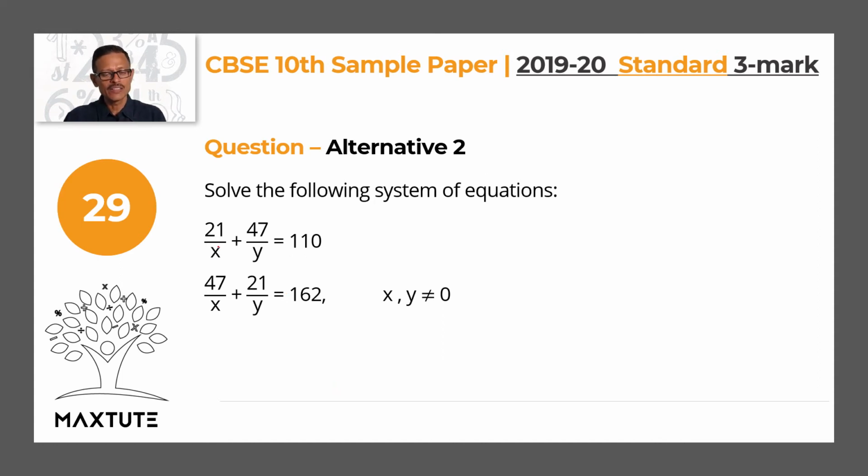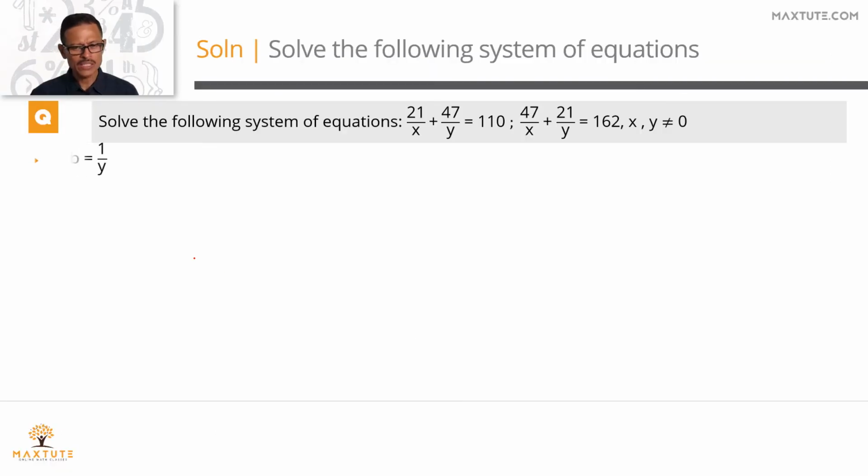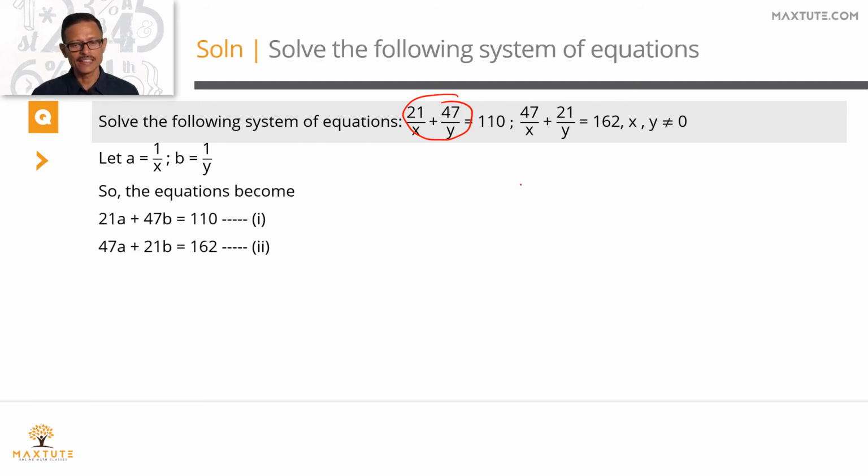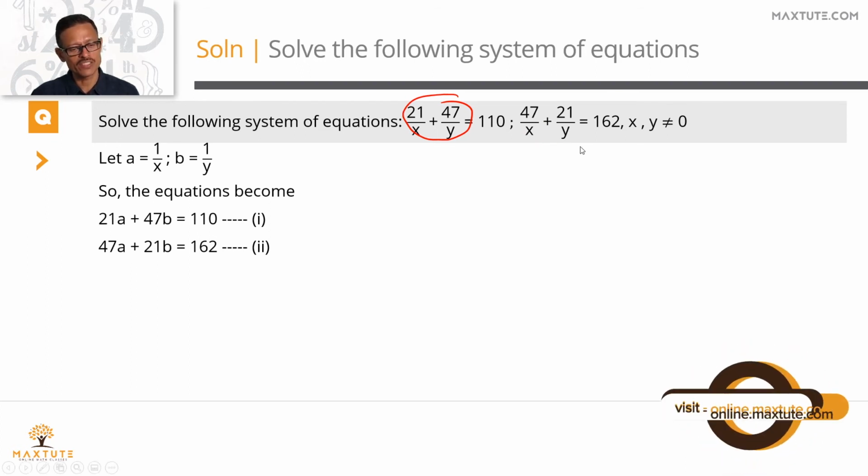How are we going to do it? We have 21 upon x, 47 upon y, 47 upon x. So 1 by x we will assign as one variable. 1 by y we will assign as one variable. Given information that neither x nor y is 0. So the assignment I'm going to make is let a be equal to 1 by x and let b be equal to 1 by y. So this first equation will therefore become 21a plus 47b equals 110. Second equation is going to become 47a plus 21b equals 162.